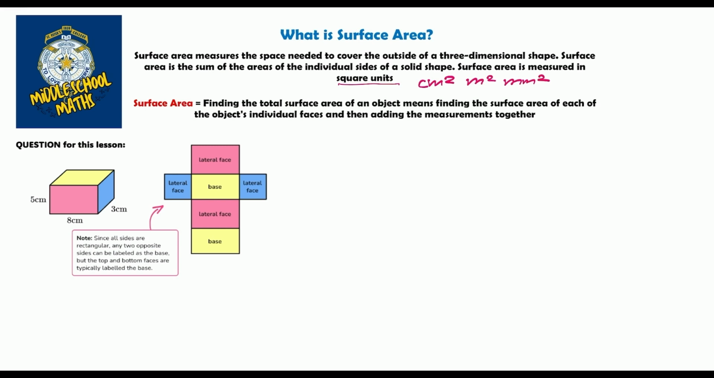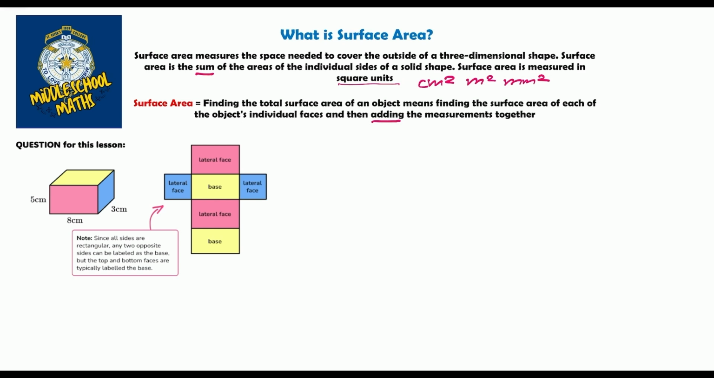Cool. So, the formula, or how to calculate surface area, involves finding the total surface area of an object, which means finding the surface area of each of the object's individual faces and then adding the measurements together. Now we know that sum and adding is the same.